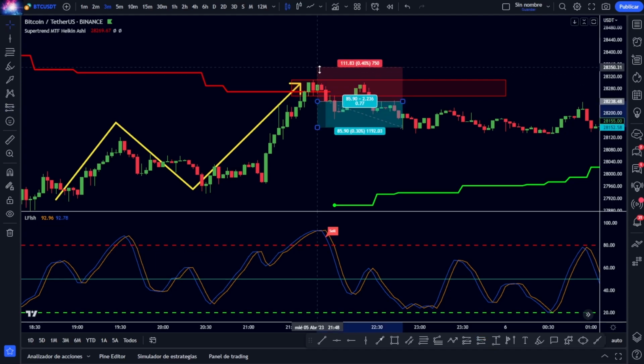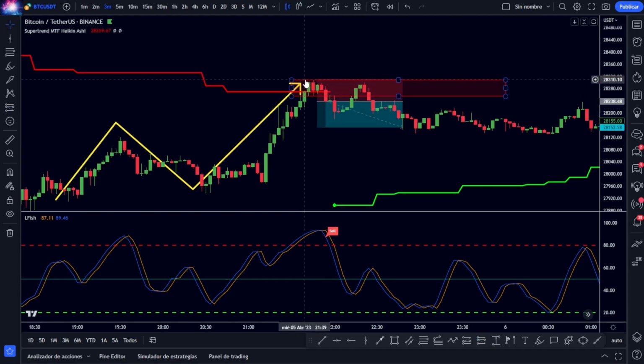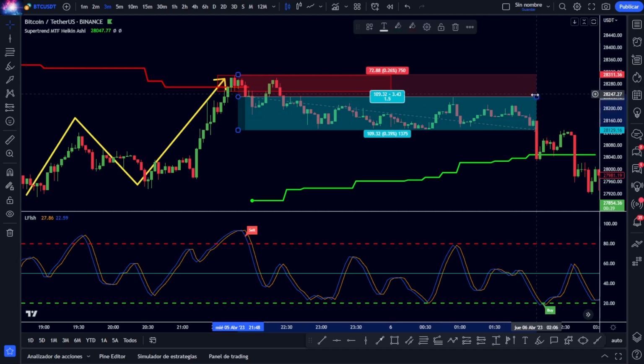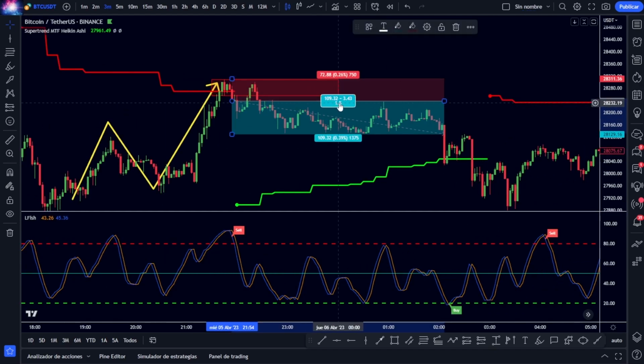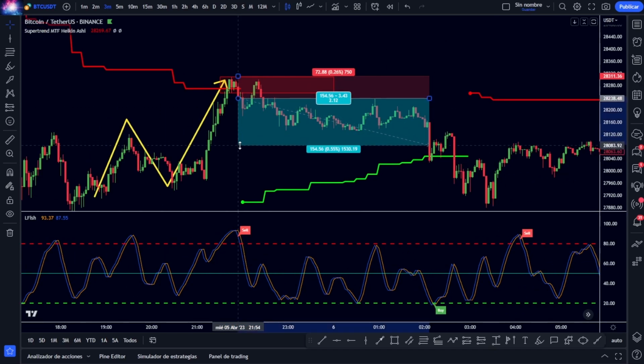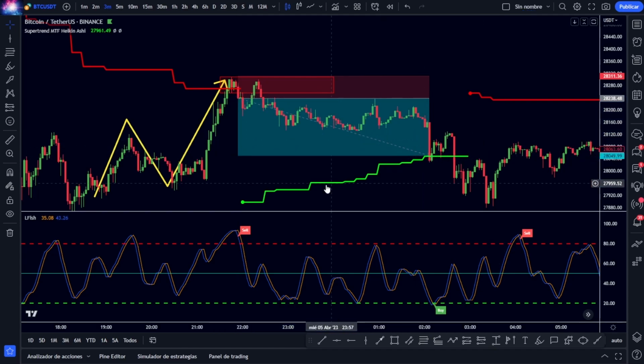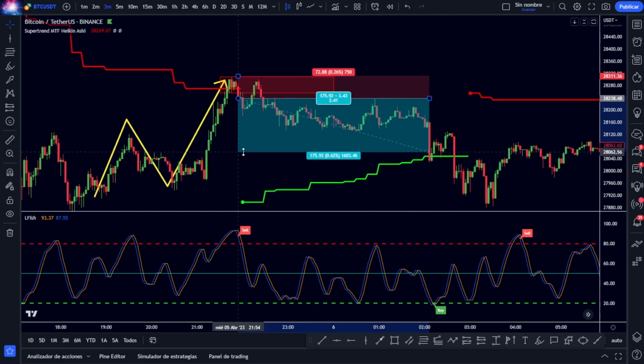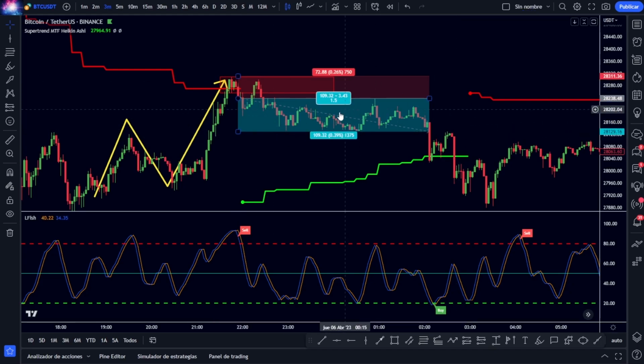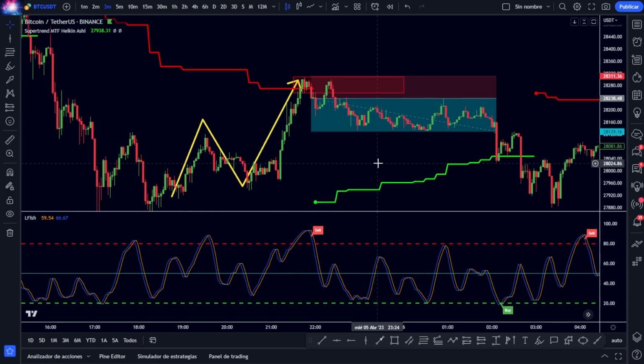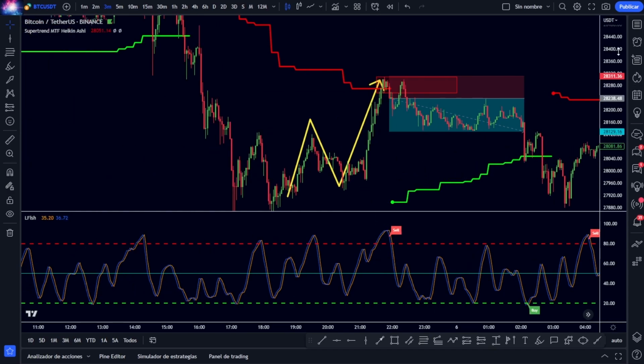The stop loss always goes a little above those previous highs, and our take profit we will place at a ratio of 1.5 to 1. We could even close our operation just when it touches the opposite supertrend, in this case the one that would act as support, and we would take much larger profits. But in markets as volatile as cryptocurrencies, I always prefer to secure the operation with that fixed 1.5 ratio.